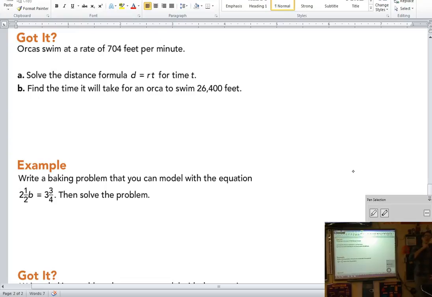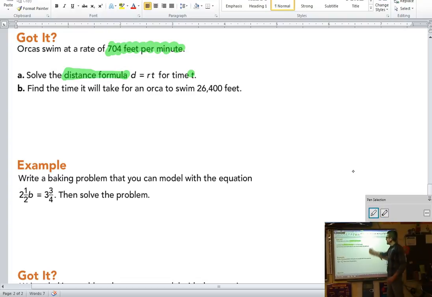Try to figure out the distance. What are we actually doing? We're solving the distance formula. We know 704 feet per minute. So that's our rate, right? We want to solve it for time, though. So hold on. We're not even using the 704 feet yet. Look at what the question asks us. Solve it for time. Get the t by itself.